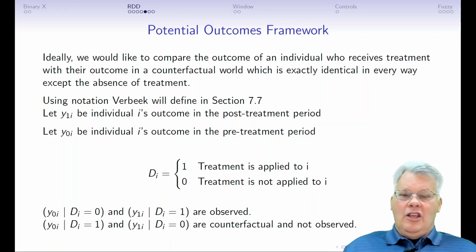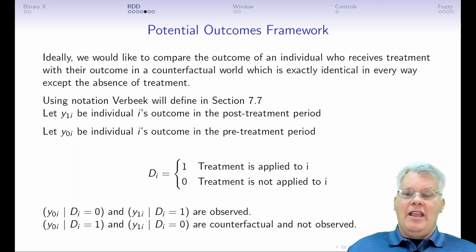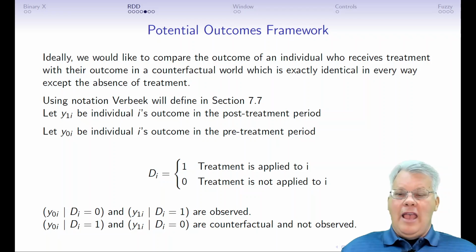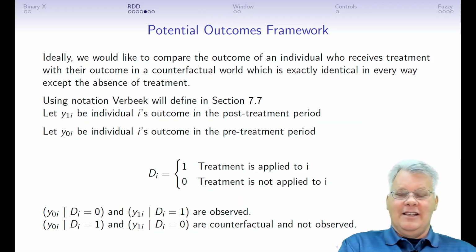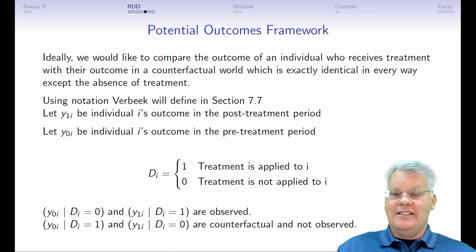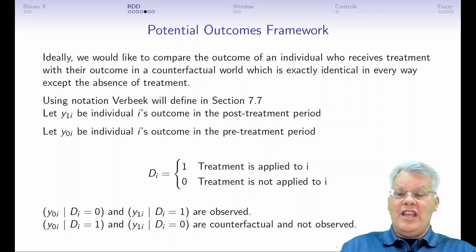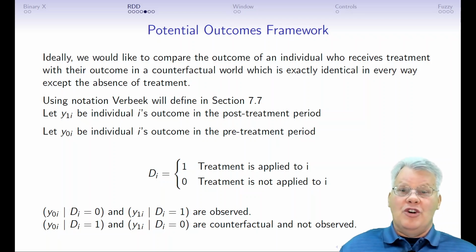What we can say then, going to the lines at the bottom of this slide, y sub 0i given d sub i equal to 0, that is subject i's outcome in the pre-treatment period given treatment has not been applied to them. The second term, y sub 1i given d sub i equal to 1, that is individual i's outcome in the post-treatment period given treatment has been applied to them. These two states of the world on the first line are both observed, right?